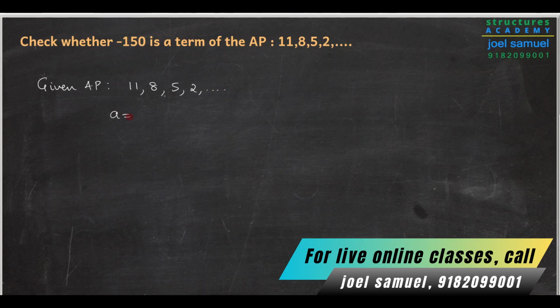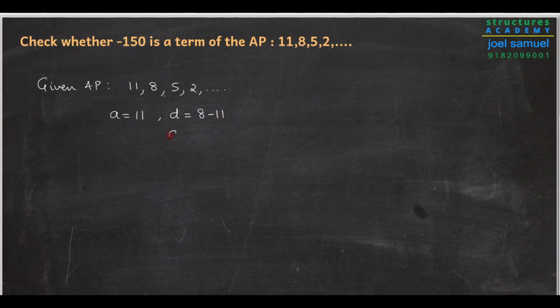So the first term of the arithmetic progression is 11. The common difference is 8 minus 11. So the common difference is negative 3. Now let us assume that minus 150 is the nth term, which we are supposed to find out whether it is a part of the arithmetic progression or not. We know the expression for a sub n is a plus n minus 1 into d.